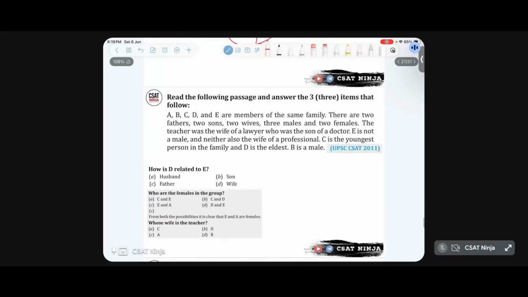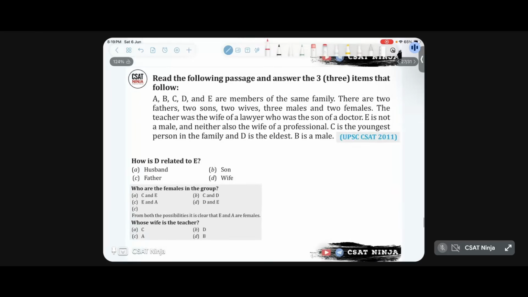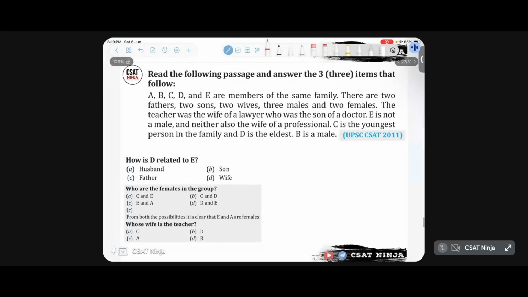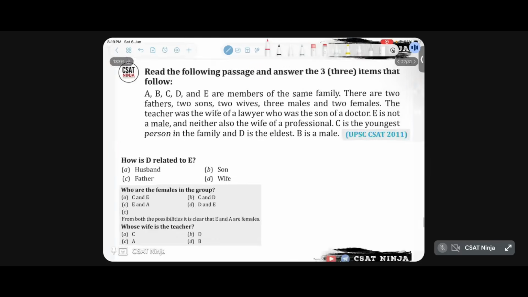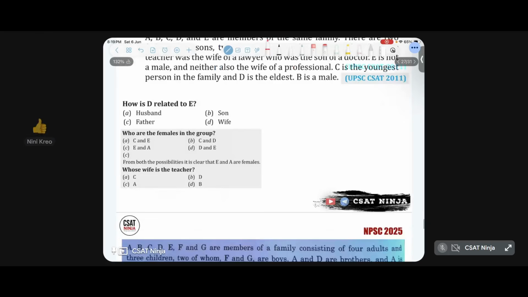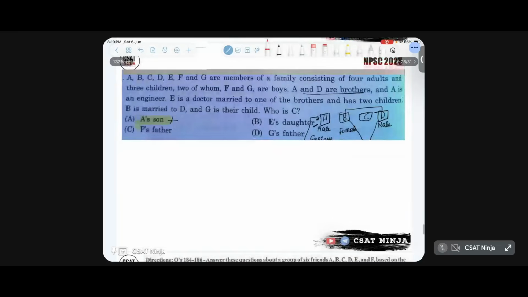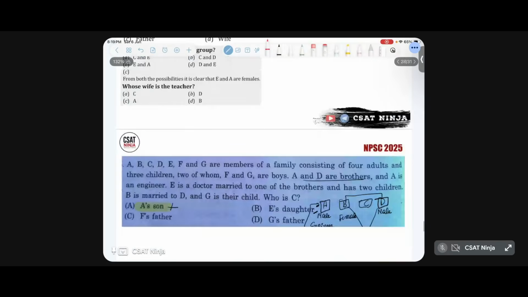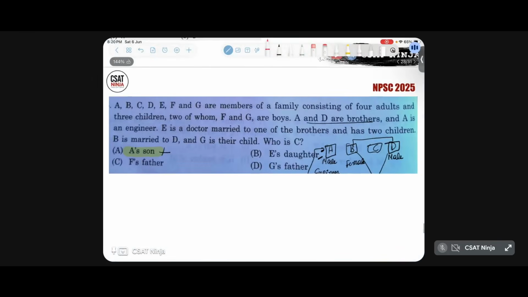Next one is, yeah, a similar type of question that we have done. So what I want you to do is, please take a screenshot of this one. It's a very good question I've discussed in a previous course. So you can take a screenshot of this. Next one, I think, yeah, 2025. Let me solve this one.